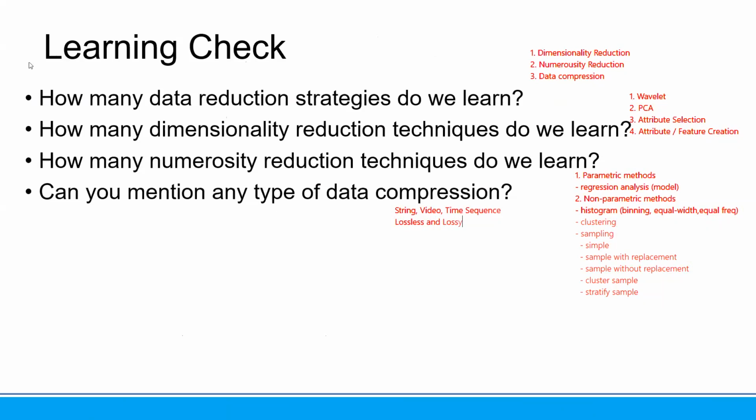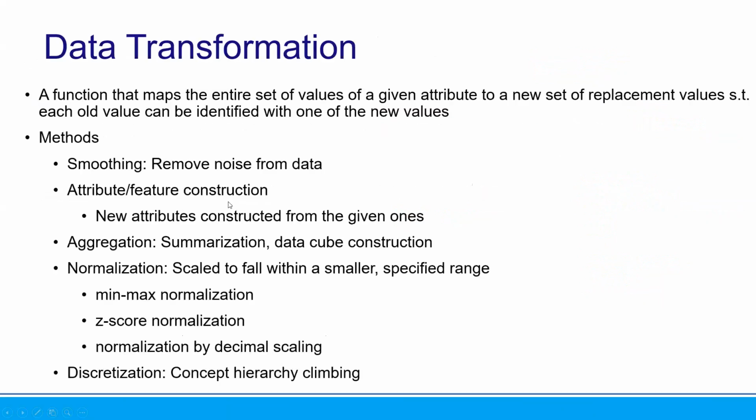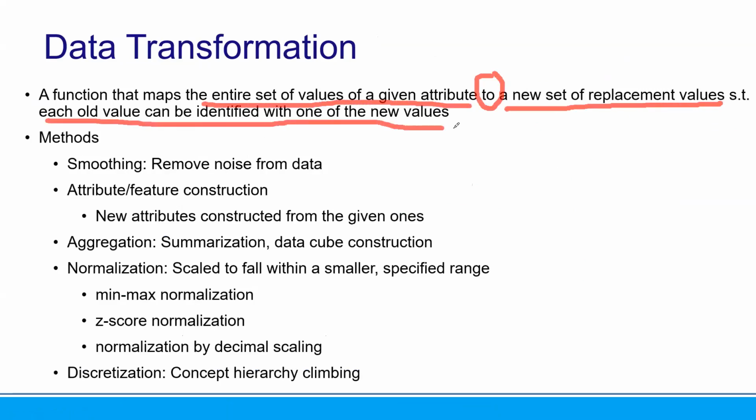Okay, so this is about the data reduction. Now let's move to the new section about data transformation. In the data transformation, it is a function that maps the entire set of values of a given attribute to a new set of replacement values, subject to its old value can be identified with one of the new values.